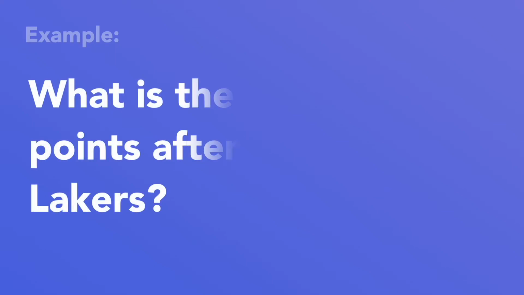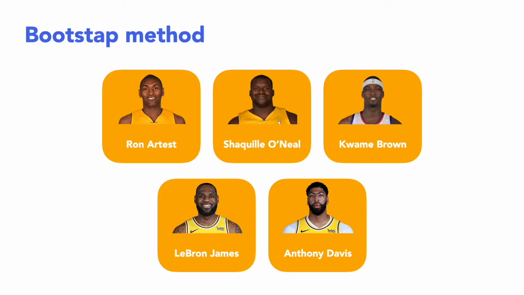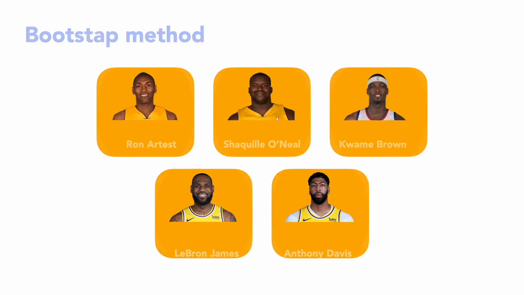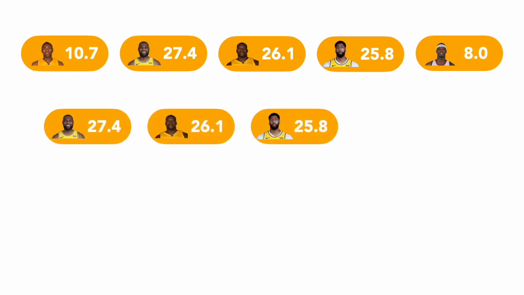To show the idea of confidence interval, let's look at an NBA example. Suppose we want to know a player's average points after he joined the Los Angeles Lakers. To answer this, we have collected a bunch of players that joined the Lakers later in their career. Let's repeatedly select a small portion of players from all these players that joined the Lakers. For example, in the first sample, we picked LeBron James, Shaquille O'Neal, and Anthony Davis from these 5 players. Then we use our old friend point estimate to calculate their average points made in the Lakers. So in this sample, their average points are 26.4.